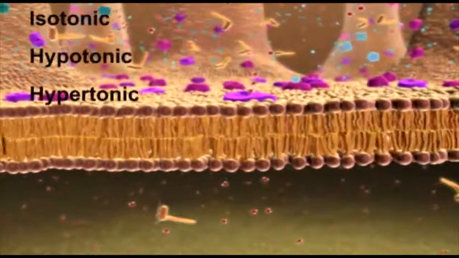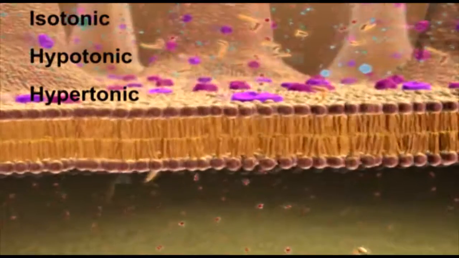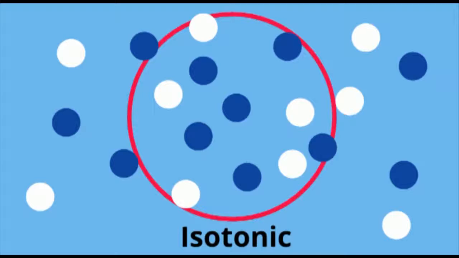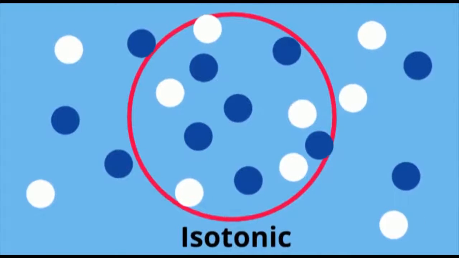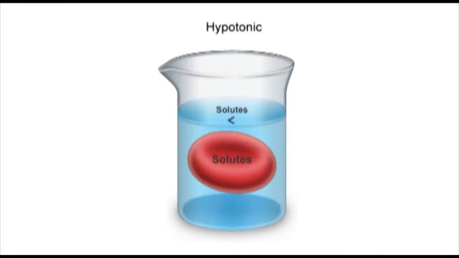Solutions surrounding a cell can be isotonic, hypotonic, or hypertonic solutions. An isotonic solution is when two solutions, separated by a semi-permeable membrane, have equal concentrations of solutes and water. Hypotonic solution refers to a solution that has a lower solute concentration compared to another solution. Hypertonic solution refers to a solution that contains a higher concentration of solutes compared to another solution.